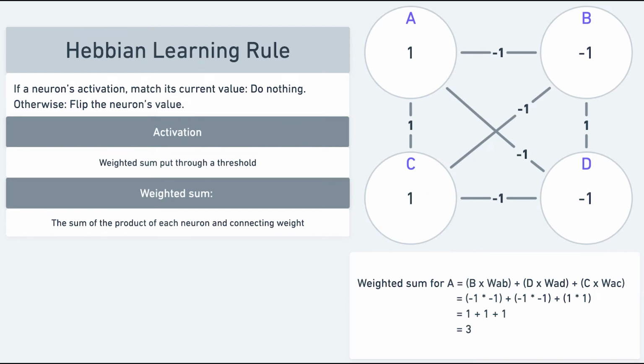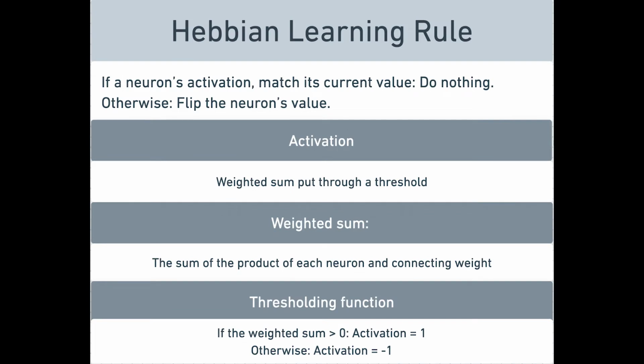Let's go through an example where we calculate the weighted sum for neuron A. There are 3 outer terms for this calculation because A has 3 bordering neurons. Each term is the product of one of the bordering neurons and the weight that connects it to A. When we sum each term together, we get 3. This is the weighted sum. Lastly, the thresholding function sets the activation to either 1 or -1 based on if it's greater than or less than 0.